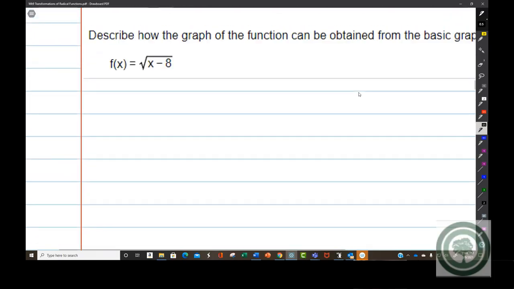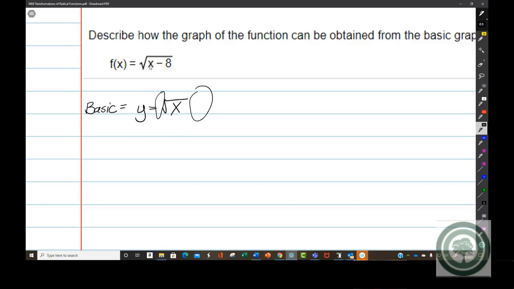Now, first you would ask yourself, what kind of graph is this? And you would say to yourself, it's a square root graph. So the basic graph is y equals the square root of x. You've got to know that so that you can look at this and you can look at that and say, well, there's nothing out front and there's nothing behind.